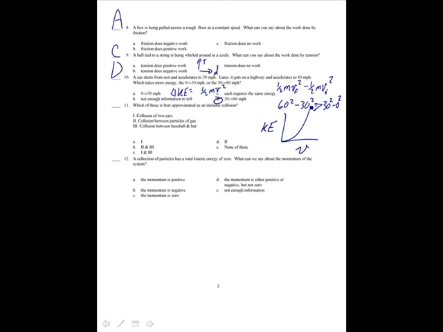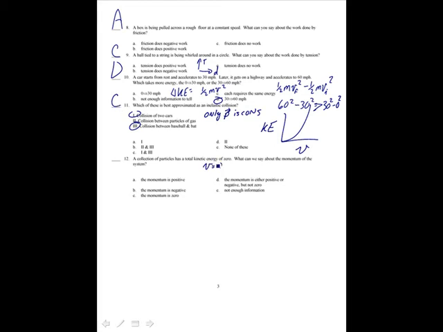Which of these is best approximated as an inelastic collision? Inelastic means that only momentum is conserved, not energy. In a collision of two cars, energy is not conserved. In a collision between a baseball and bat, energy is not conserved either, because you have a lot of energy lost to heat and sound and all that business. So 11 is 1 and 3. That's option C.